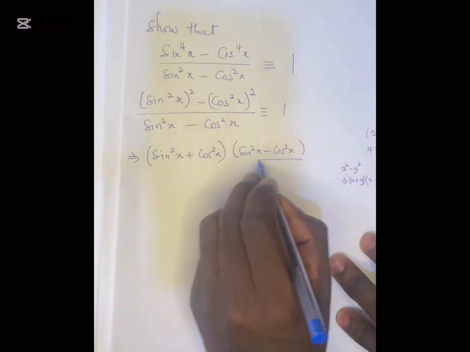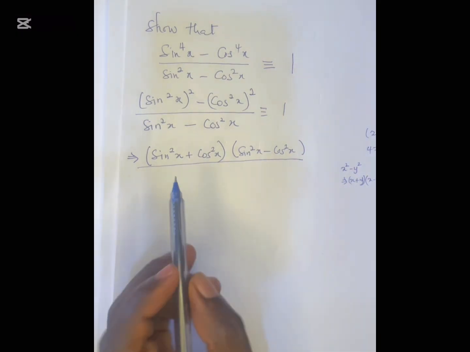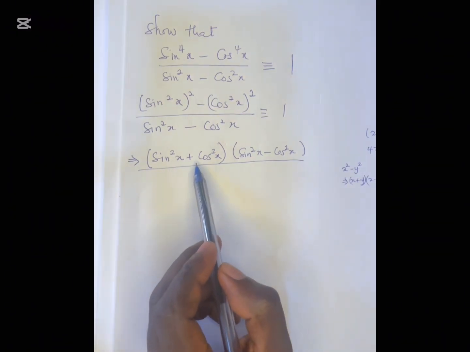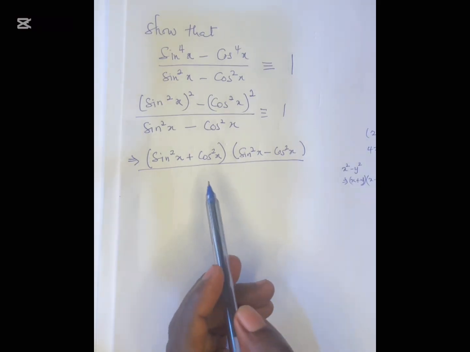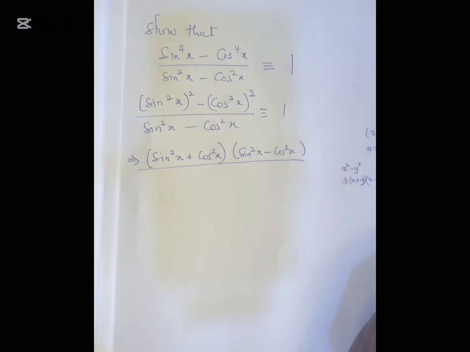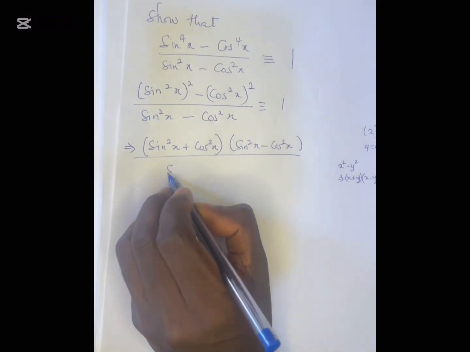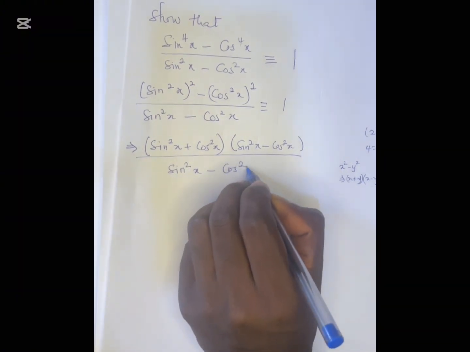With the difference of two squares, we normally have two different brackets: the first bracket will be positive, and the second bracket will be negative. So the first bracket is sin²x + cos²x. In the second bracket we write the same thing, but this time the sign changes to minus instead of plus. So we have sin²x − cos²x.